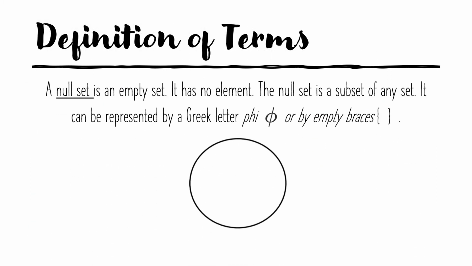Next, we have a null set. A null set is also called an empty set. It has no element. Null set is a subset of any set. It can be represented by a Greek letter phi or an empty braces. So that is how we represent the empty set.